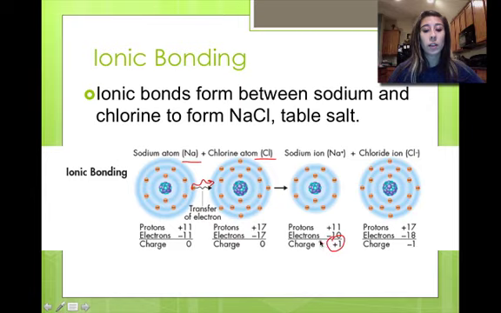It's giving away an electron, so it loses an electron, and when you do the math between protons and electrons, the overall charge is a +1. And because the chlorine gained an electron, the overall charge is a -1. So that's where those charges come from when we talk about a positive or a negative charge.